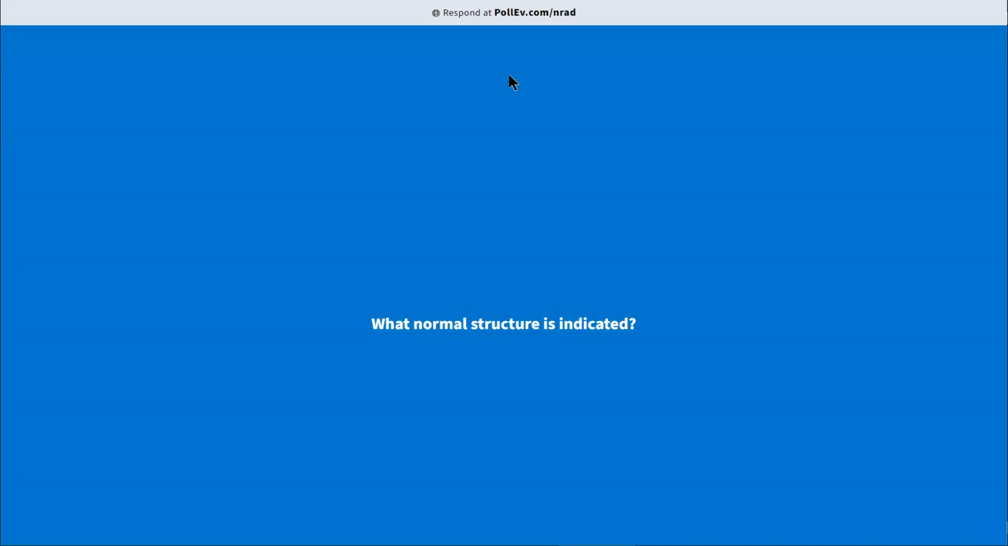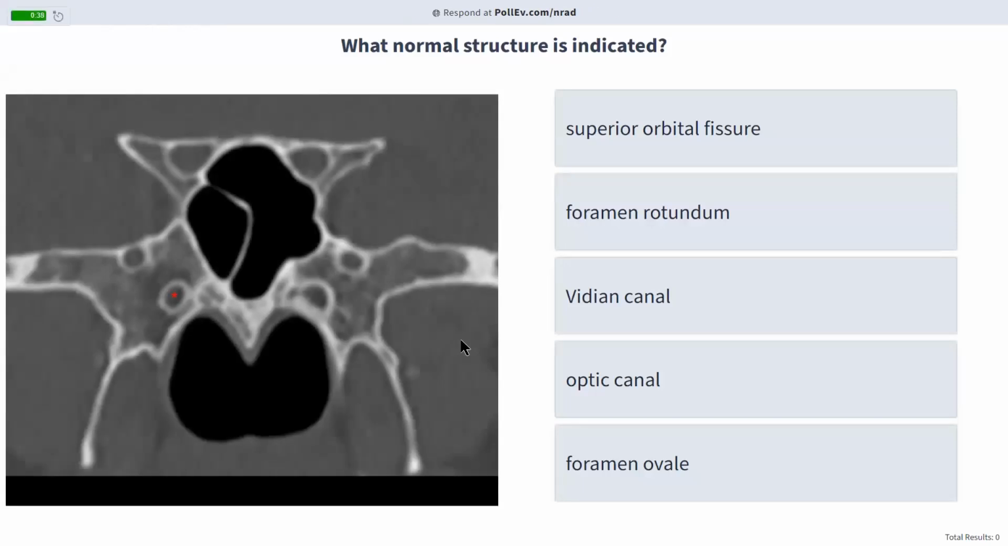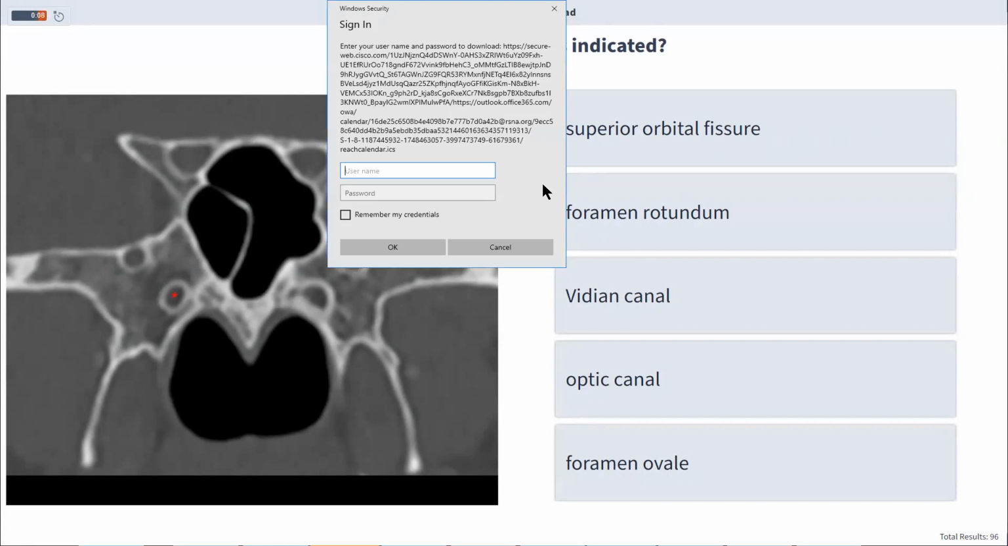So with that, I presume that most people have logged in to pollev.com/nrad. So the first question will be, what normal structure is indicated? Between each question, there will be a leaderboard time, and if you have any questions, you can put them in the chat, and the moderators will read them out during that time. And so the session, there are 40 cases. This will take probably an hour and a half to 2 hours, kind of in line with some of the other reviews.